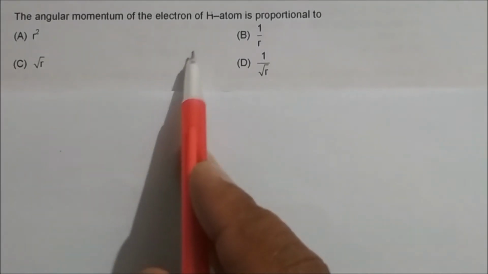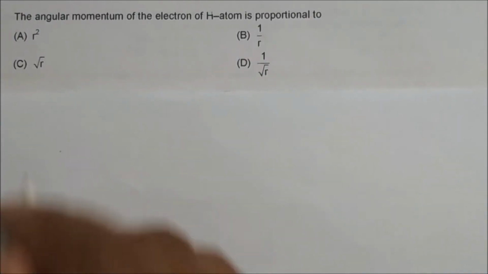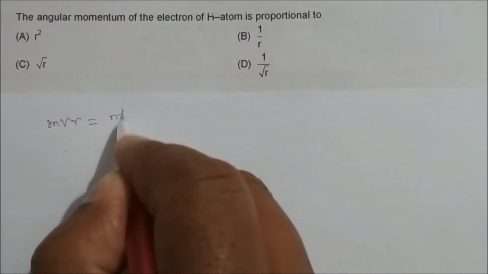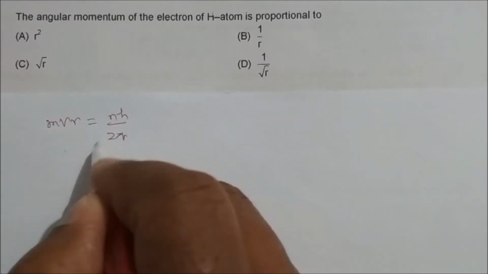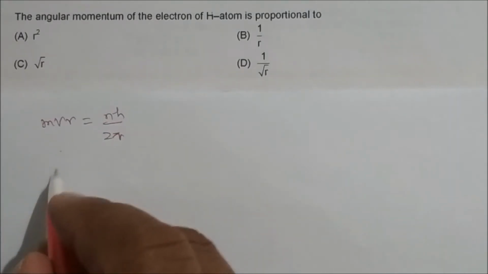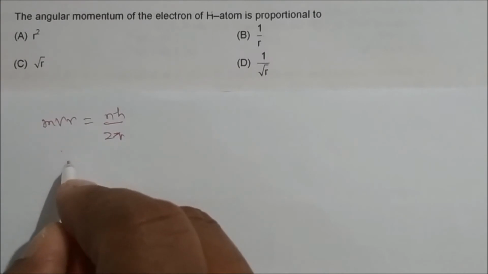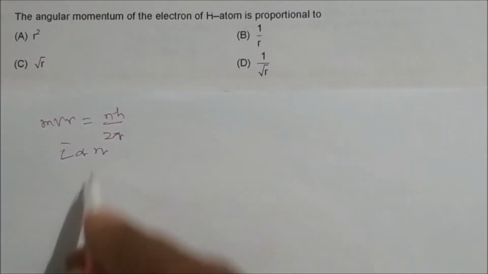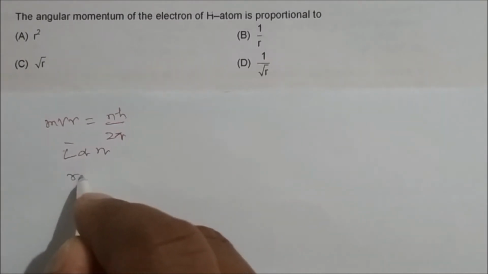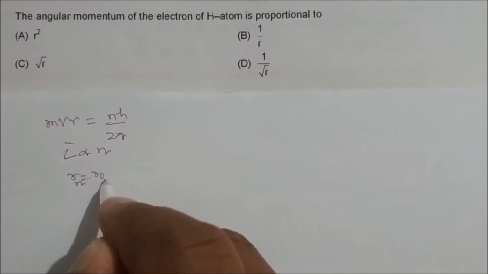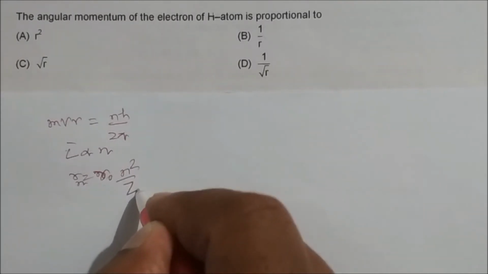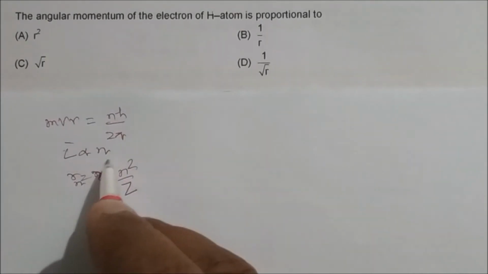Angular momentum of the electron for hydrogen atom is proportional to... so angular momentum is m into v into r, that is equal to nh by 2 pi, but we have to find it in terms of r. So we can write angular momentum is proportional to n. Now for radius, we know that for the nth orbit it is proportional to r naught, Bohr radius, into n square by z.